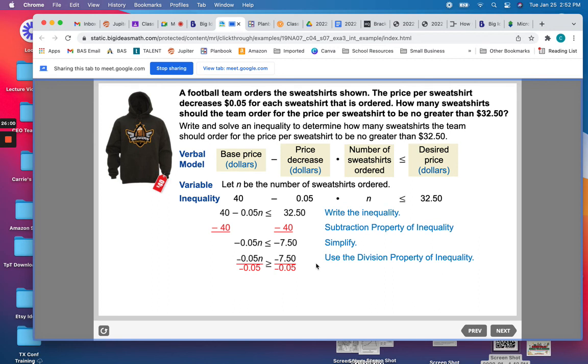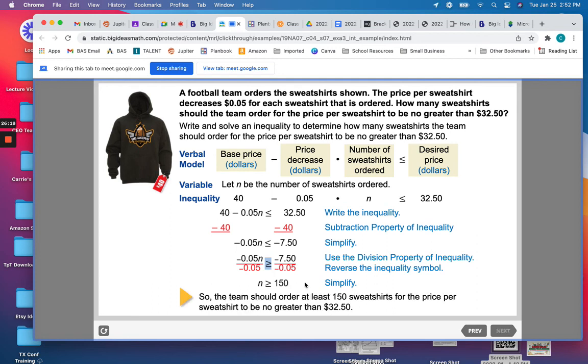How many times can 5 go into 75? 15 plus a 0. So if I order 150 sweatshirts, then my price per sweatshirt will be $32.50.